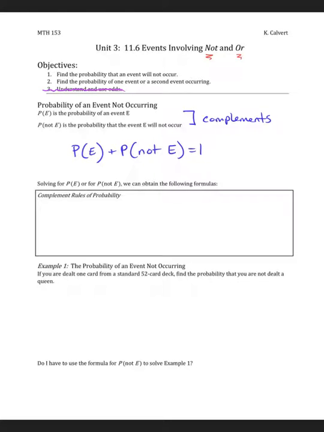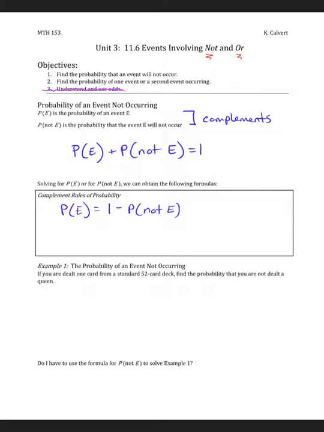So what we're going to do is solve for P of E or for P of not E, and we can obtain the following formulas. Looking at this formula we just created, let's solve for P of E. We can take this whole second part and subtract it and move it to this side. You'll notice my little Star Wars pointer here. So we can subtract the probability of the event not occurring to the other side. Therefore, the probability of the event occurring is equal to 1 minus the probability that the event does not occur.